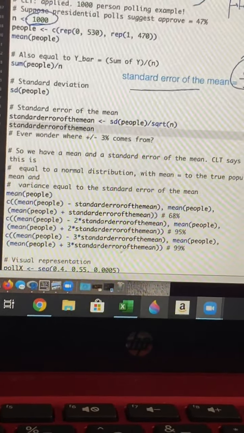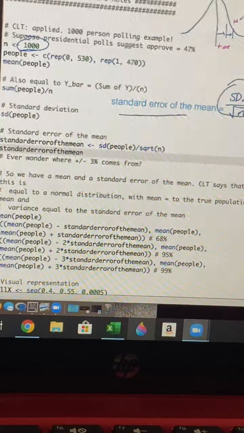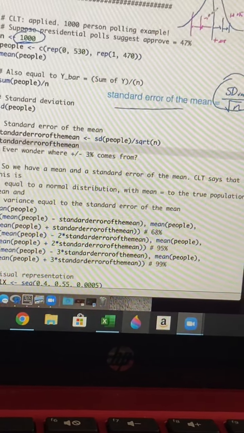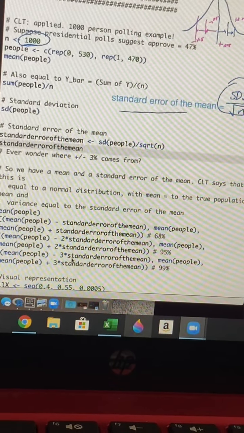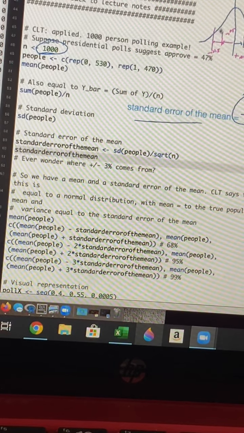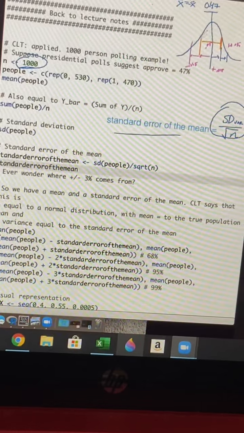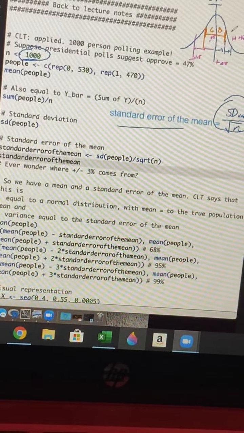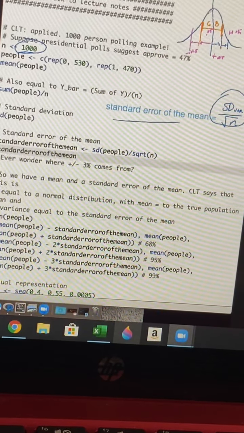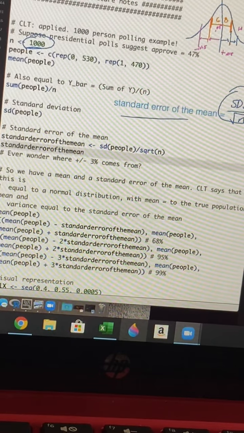So if I wanted to take this and apply it to the picture that I've been drawing, that means I would go plus 0.015, and then another plus 0.015, and then minus 0.015, minus 0.015. If I go one standard error of the mean in each direction, that means I'm 68% sure that the population level approval rate is between this number and this number, 0.47 plus and minus 0.015, which is the standard error of the mean. If I go 2 in each direction, then it's plus or minus 2 times 0.015.